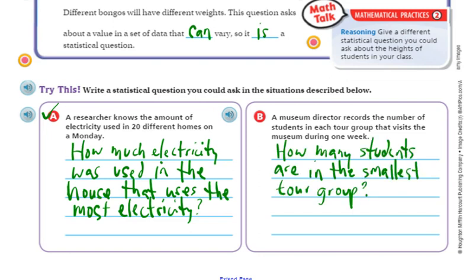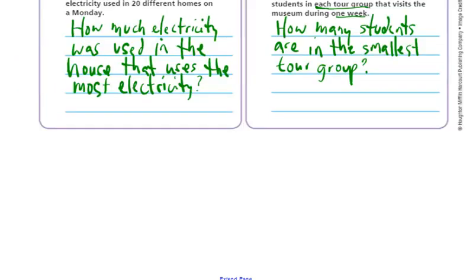All right, thanks for pausing the video. I've placed a question up here that I thought would have been a relevant statistical question. How many students are in the smallest tour group? In order to know that, you would have had to keep track of each tour group that visited over the week. You could have also asked a question about what was the largest number of students per tour group. All right, so what we've done here is provide some background on what it is to write a statistical question, what those statistical questions mean, and how to determine if they are statistical questions.